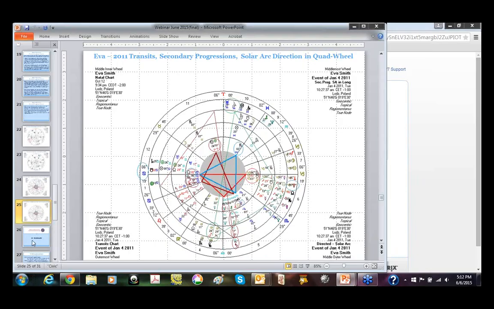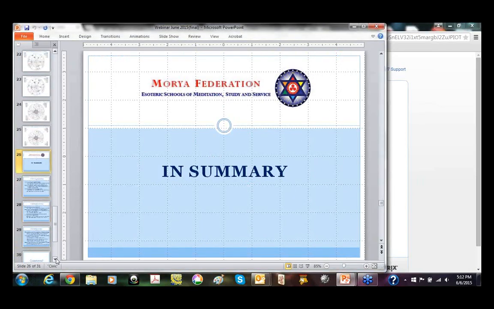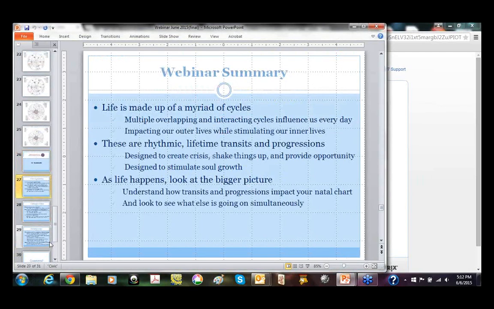This is basically the teachings, and if we can summarize what we're trying to impart, it is that everything has cycles. Everything is overlapping and interacting. They all have some influences, some at a greater time in our life than others. They bring about stimulation when they do ping something in our chart. Remember, cycles are rhythmic. They move in a rhythm. They all have their number of years that it takes to go around.